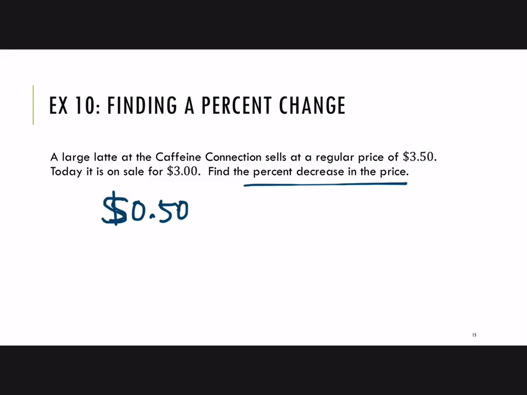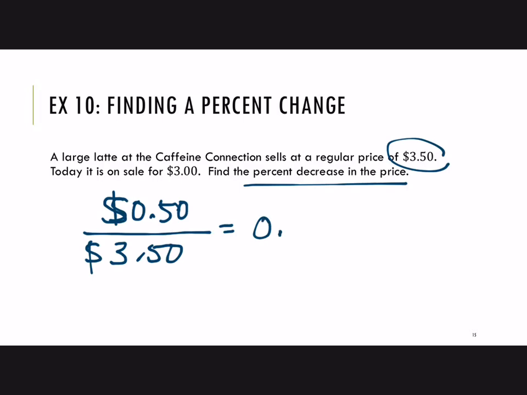And then I just make a fraction, the amount of the decrease over the original amount. So here's the regular price, $3.50. Okay, and then divide. Alright, that's 0.14287... It's a repeating decimal. In this case, let's just go ahead and round. Okay, and then we want to convert to a percent. So move the decimal 2 places to the right. And that's about 14%.